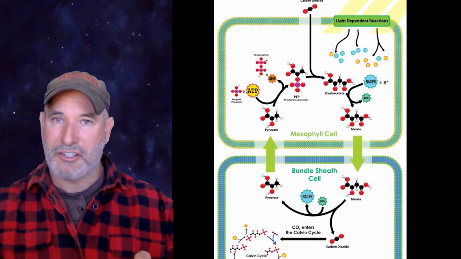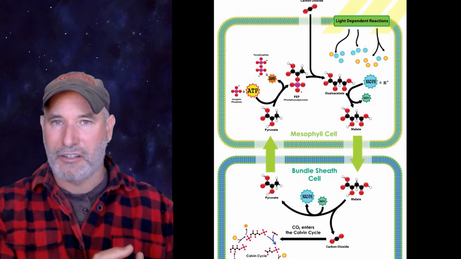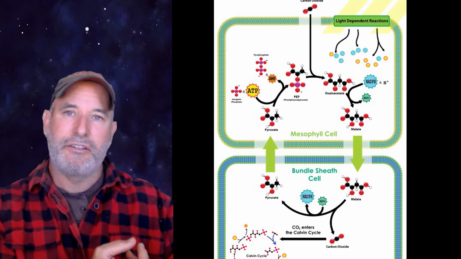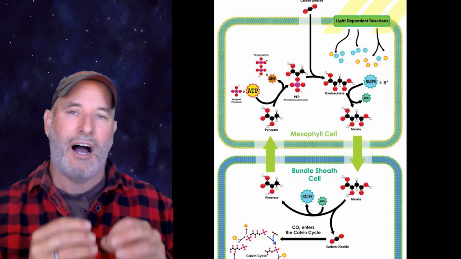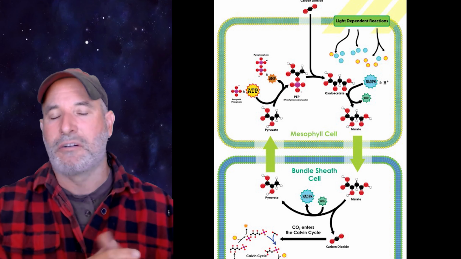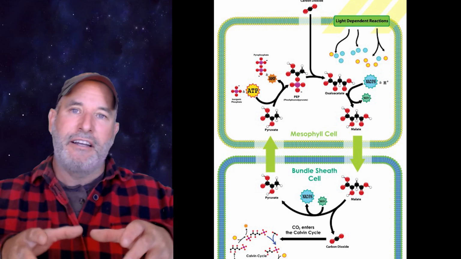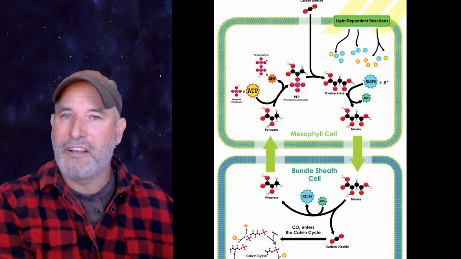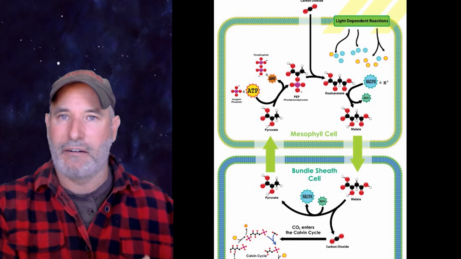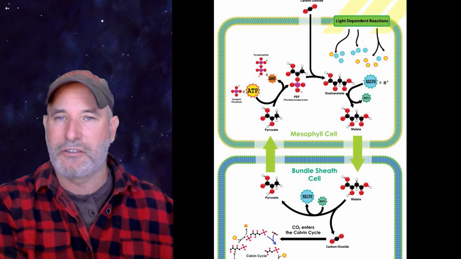So let me rehash this one more time. PEP carboxylase will attach CO2 to phosphoenolpyruvate and form a 4-carbon compound called oxaloacetate, which then gets reduced to malate. Okay, this then gets moved into the bundle sheath cells. Once it's there, it will lose a carbon dioxide. One of those carboxyl groups pops off as carbon dioxide.